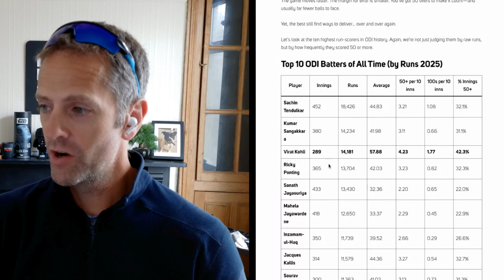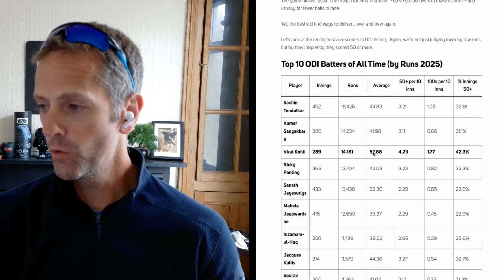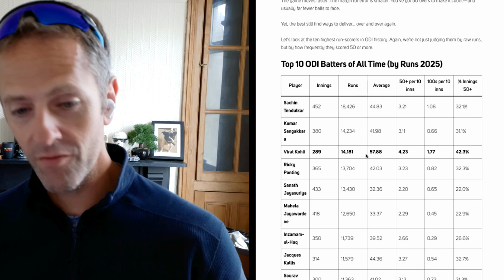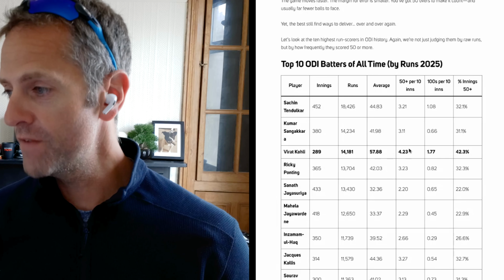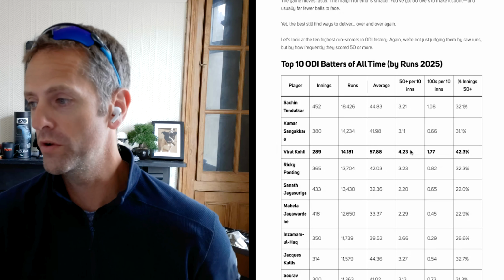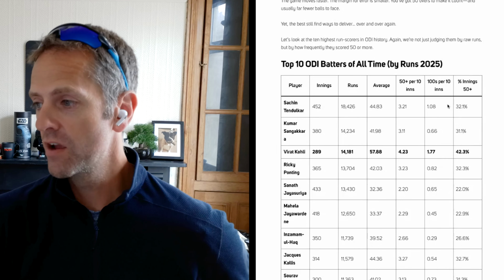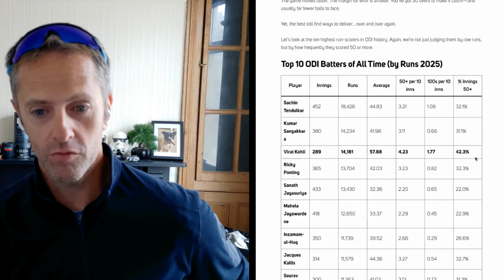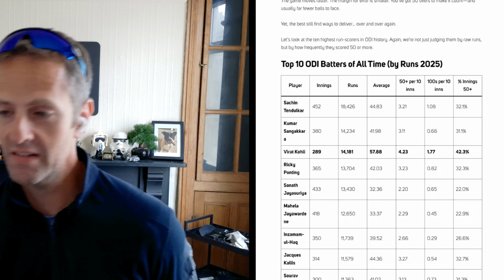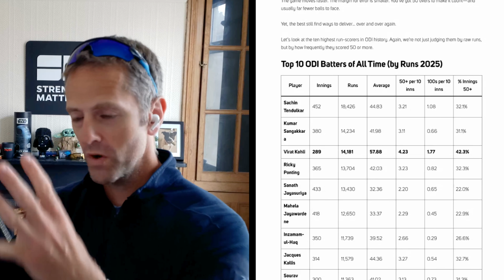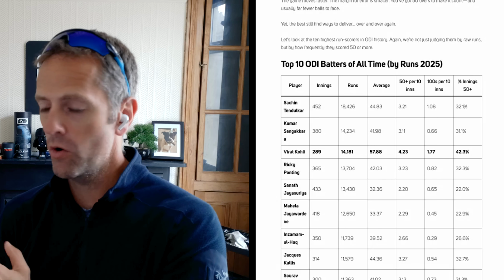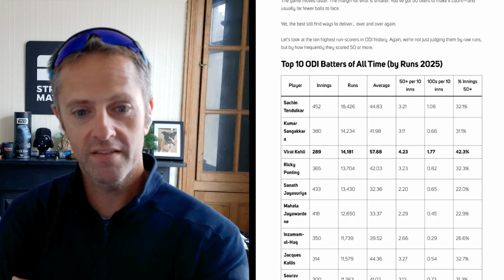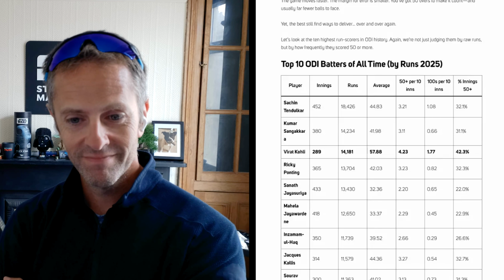But let's go back to Virat Kohli and these stats. 14,181 runs, average of 57 in one-day cricket, 50 plus per 10 innings, 4.23, hundreds per 10 innings, 1.77, percentage of innings 50 plus, 42.3%. Another massive outlier. So when I did these stats and these numbers, I looked at these and went, holy crap, Virat Kohli and Joe Root are technically on a different planet. In some respect.